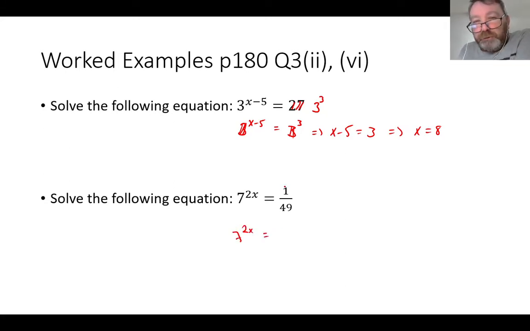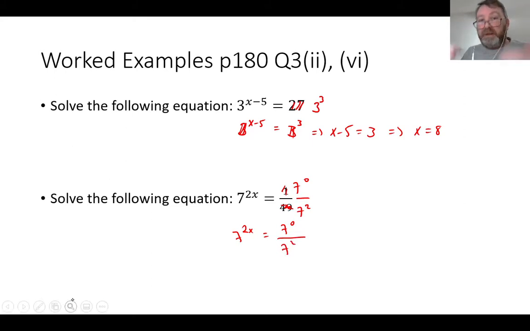Remember what the rule told you, that 1 was equal to. If you go down the rules of your indices, any base to the power of 0 is 1. So you could write 1 as 7 to the power of 0. You can also write 49 as 7 to the power of 2. So now I end up with 7 to the power of 2x equals 7 to the power of 0, that's 1, over 7 to the power of 2, which is 49.